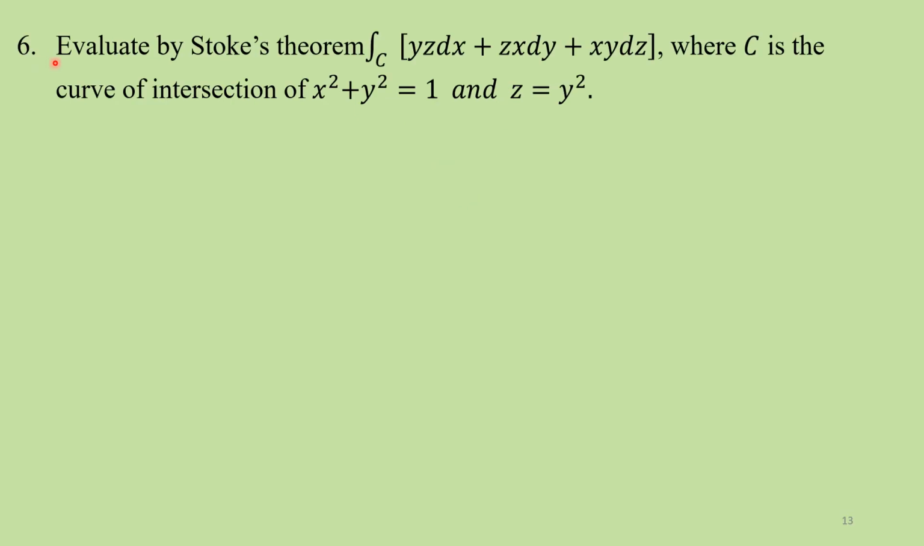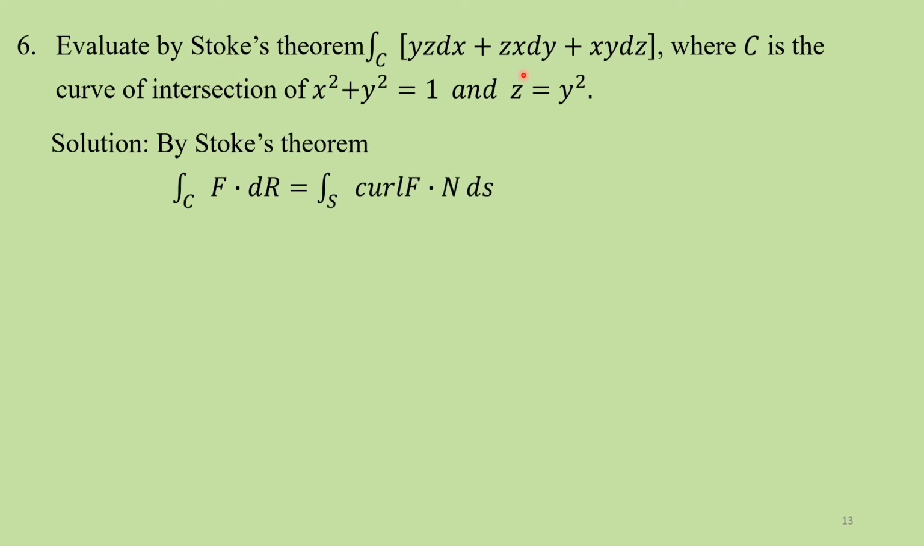Next, question number 6. Evaluate by Stokes theorem the line integral of yz dx plus zx dy plus xy dz along the curve C, where C is the curve of intersection of the cylinder x square plus y square equal to 1 and z equal to y square. So here we have to find the line integral of the vector point function yz i plus zx j plus xy k along the curve C. So by Stokes theorem, the line integral I can take as the surface integral of curl f.